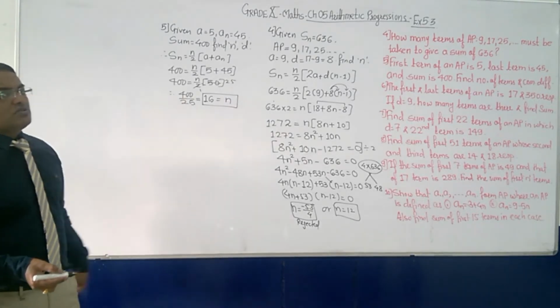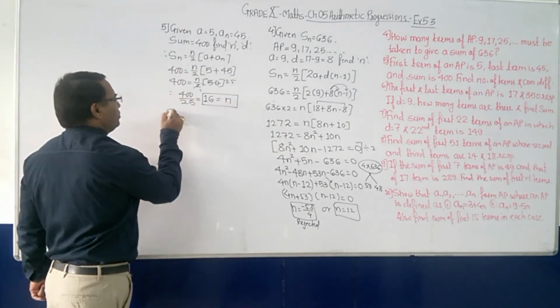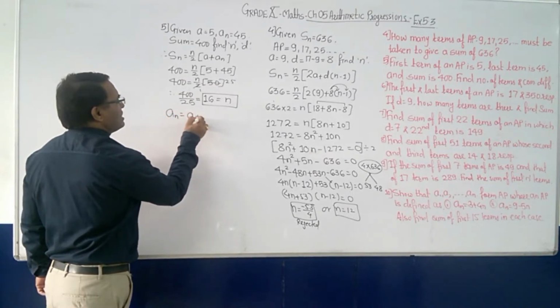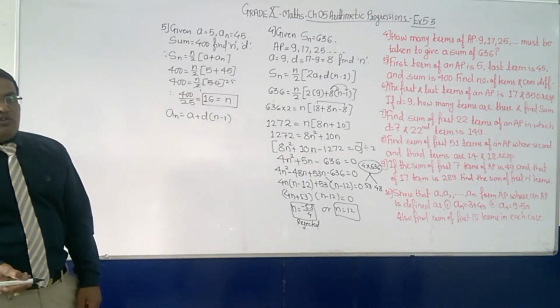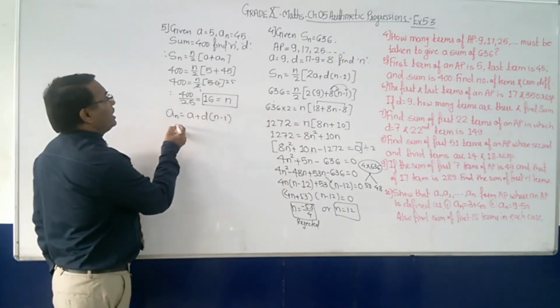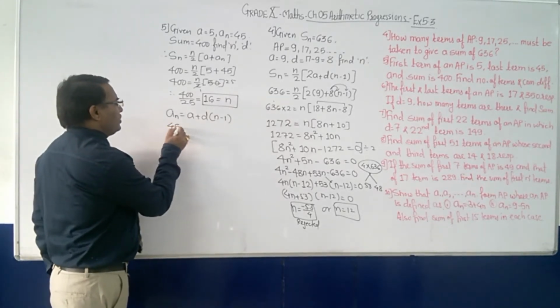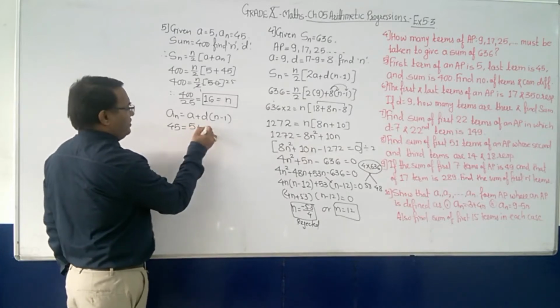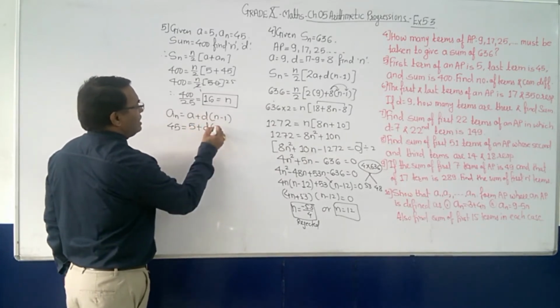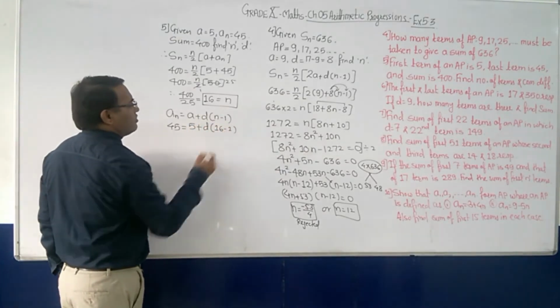Now if n is equal to 16, to find out d, you can use this formula, that is a plus (n minus 1) d. It's the formula for an. Now how can you get an? An, you know, is 45. Then what is a? 5. What is d? We have to find out. What is n? It is 16 minus 1.